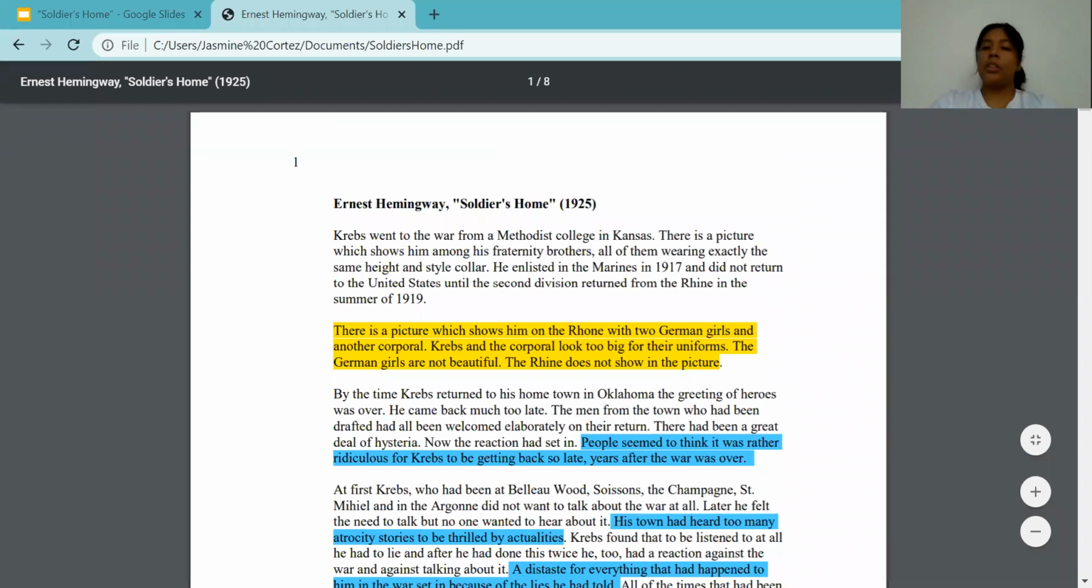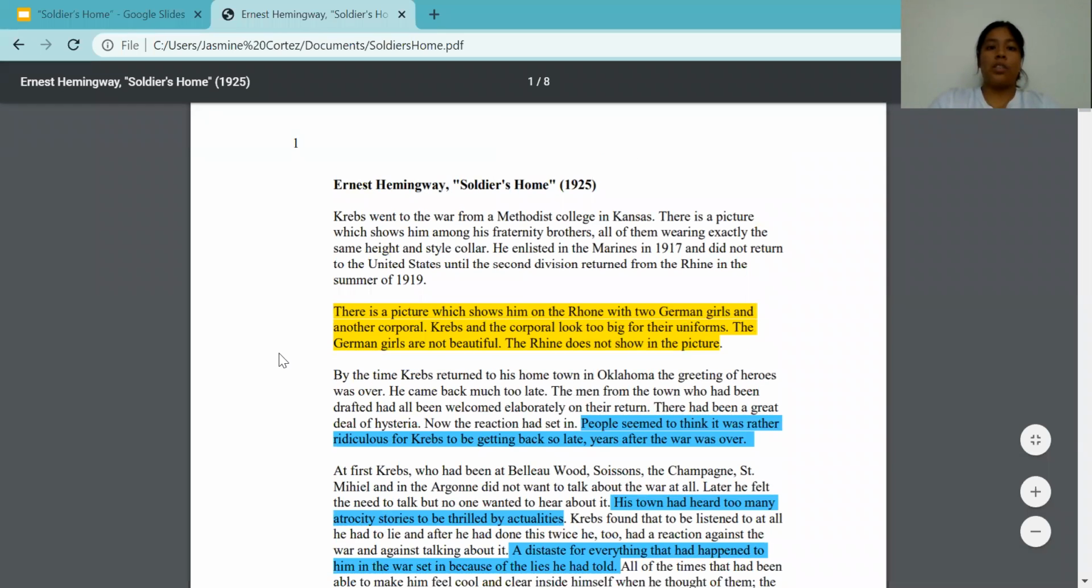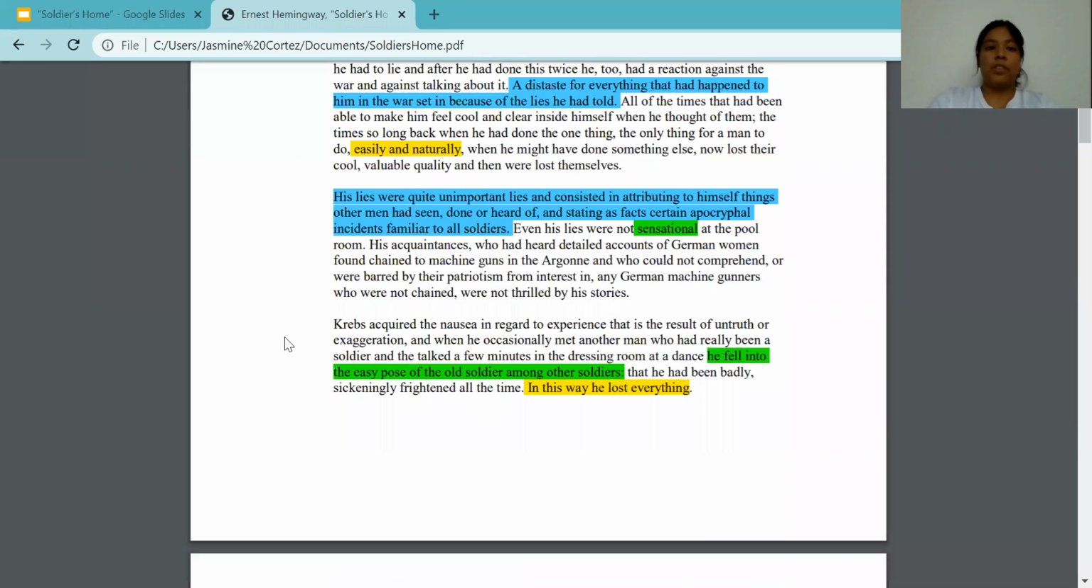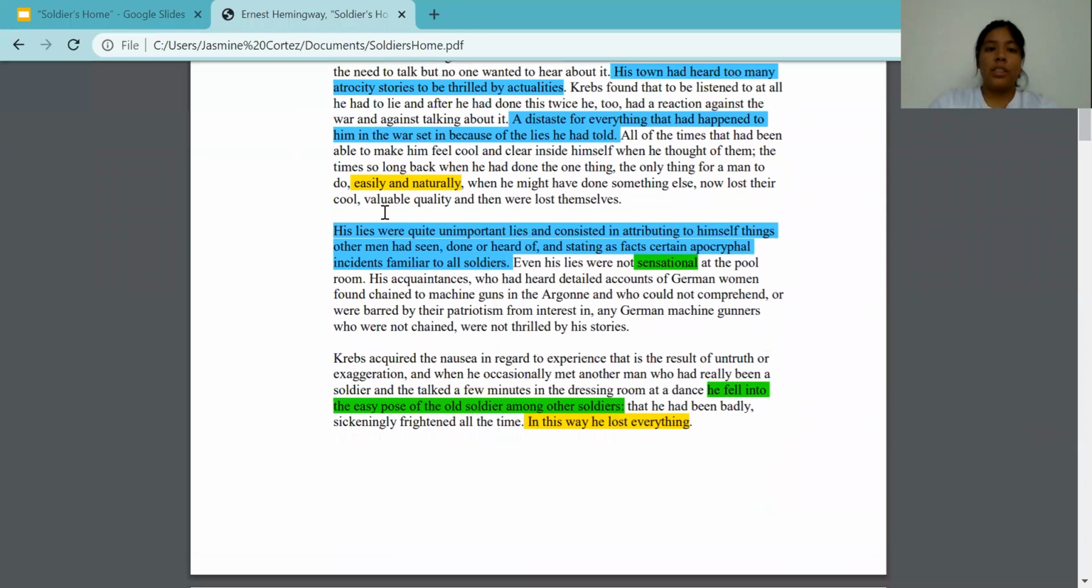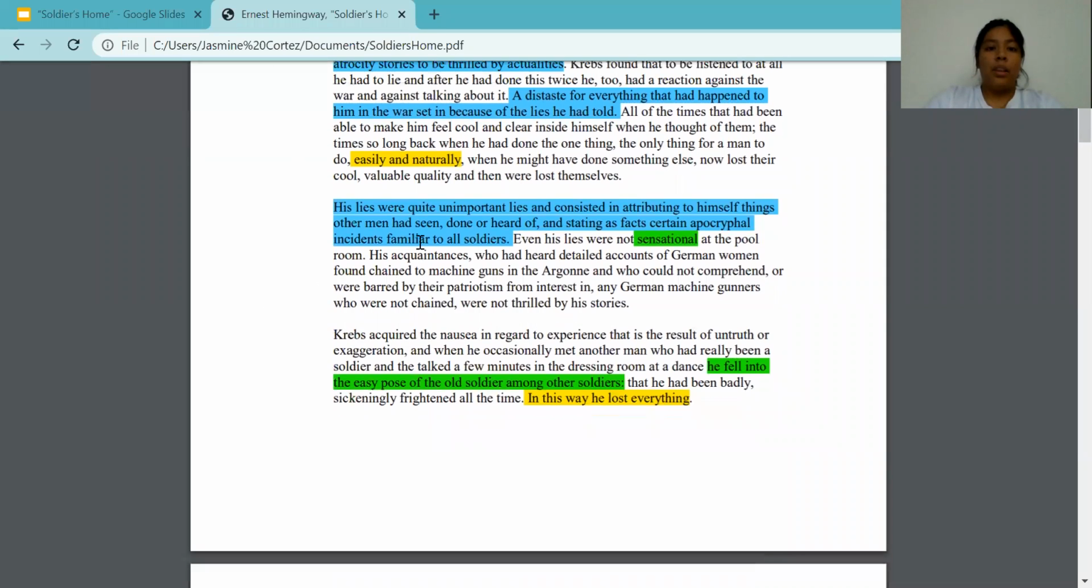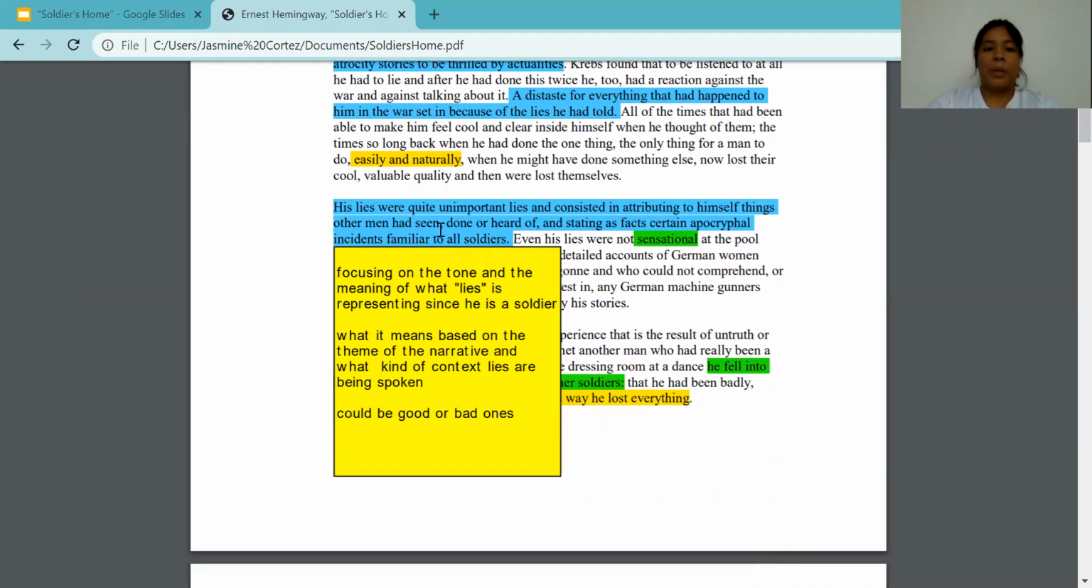And to start off, I'm going to go ahead and show you what an annotated example is from one of the previous students from the previous classes, where they chose to highlight many of the key points that were important to them. So even if it was casual, easily and naturally putting in some key phrases there, saying naturally, what does that have to do with anything related to the story? How does this impact the main ideas? Lots of full phrases, what it means based on the theme of the narrative, what kinds of contexts are being spoken. They were basically writing down comments for themselves to remember what to be using afterwards.